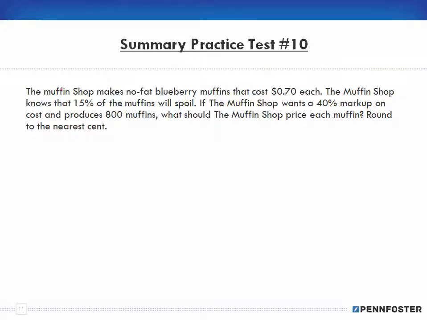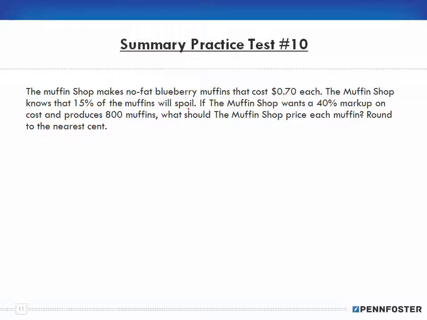Right, number 10. The muffin shop makes no fat blueberry muffins that cost 70 cents each. The muffin shop knows that 15% of the muffins will spoil. If the muffin shop wants a 40% markup on cost and produces 800 muffins, what should the muffin shop price each muffin? Okay, we had two problems that were very similar to this.